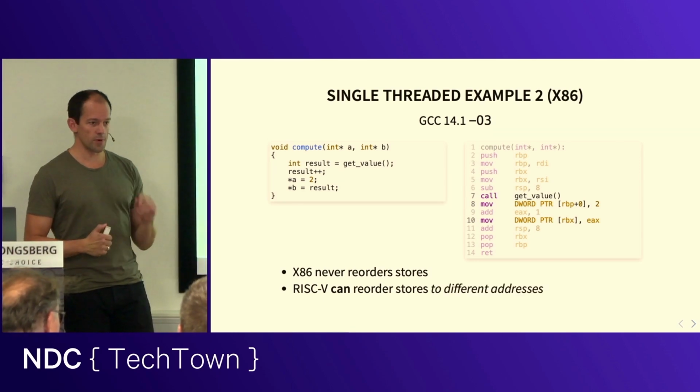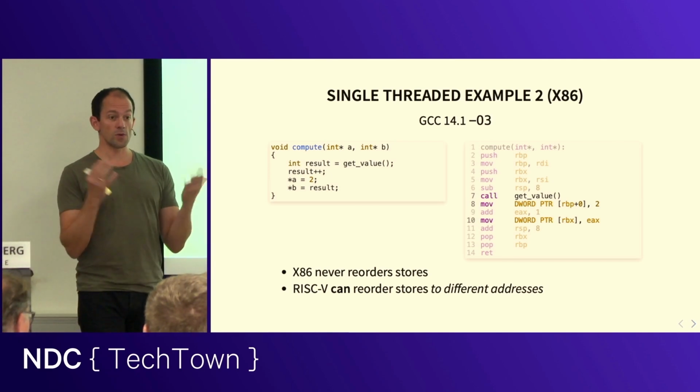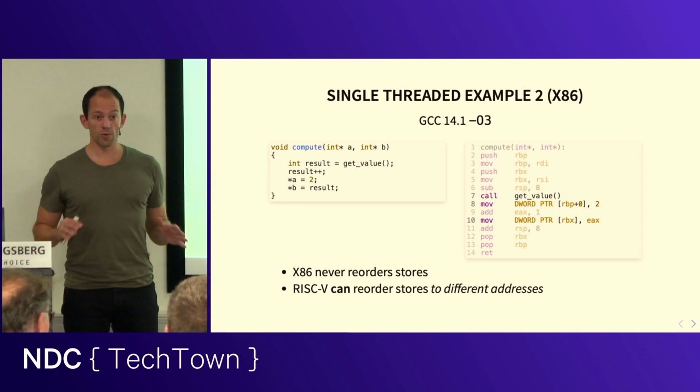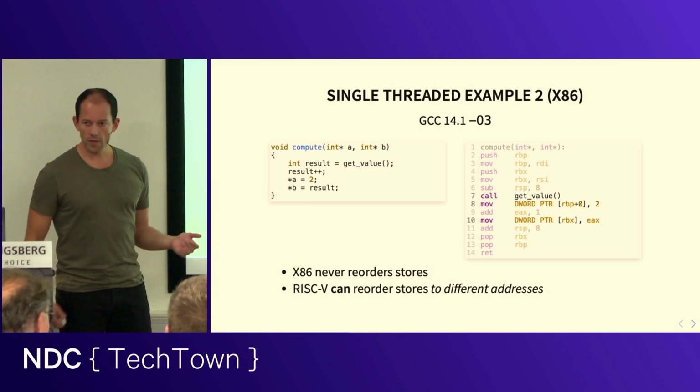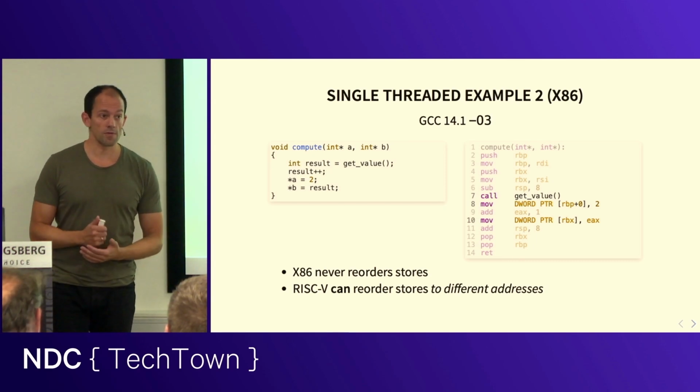But RISC-V is a bit smart about this, so it only reorders stores if they're to different addresses, or if the addresses don't overlap. Okay, so x86 says two stores, I have to do them in order. RISC-V goes, well, if they're not overlapping, they're going to different places, sure, then we can, in fact, reorder.